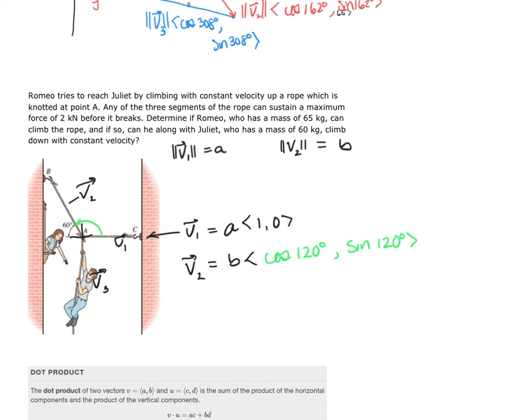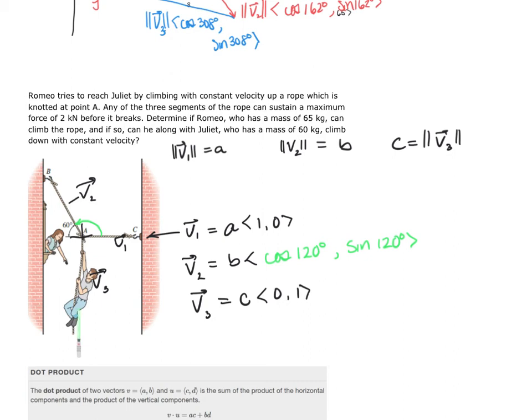Then I have my third vector. I'm going to call this V sub 3, and it's going to have a magnitude. I'm going to call that C. So C is going to be the magnitude of my third vector, and it's going straight down, so it is going to have (0, 1). Now I know that I'm going to add all of these up, and the resulting vector is either going to be 3, 1, or 2, depending on how I look at it.